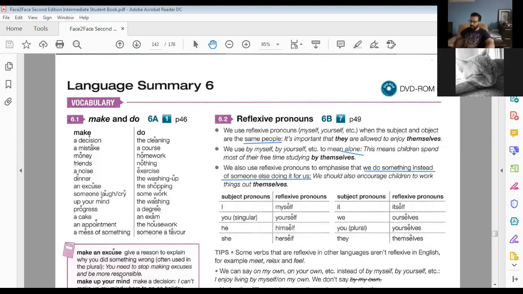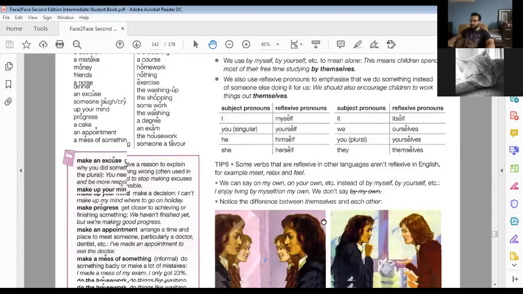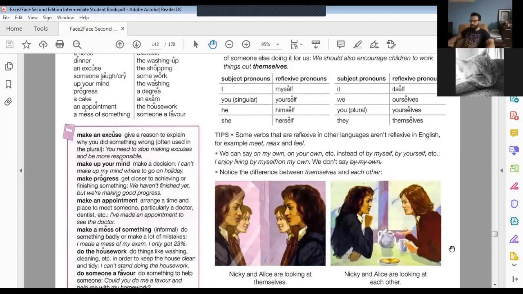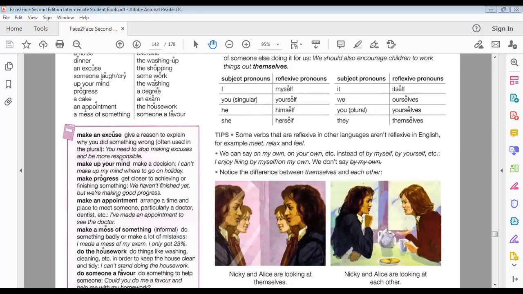Now, I'd like you to take a look at the tips here, Brian. Usually the tips contain extra information. And let's see the pictures. We also have nice pictures here. Okay, can you read the tips for us, please, Brian? And what do you understand from these tips? Some verbs that are reflexive in other languages aren't reflexive in English. For example, meet, relax, and feel.